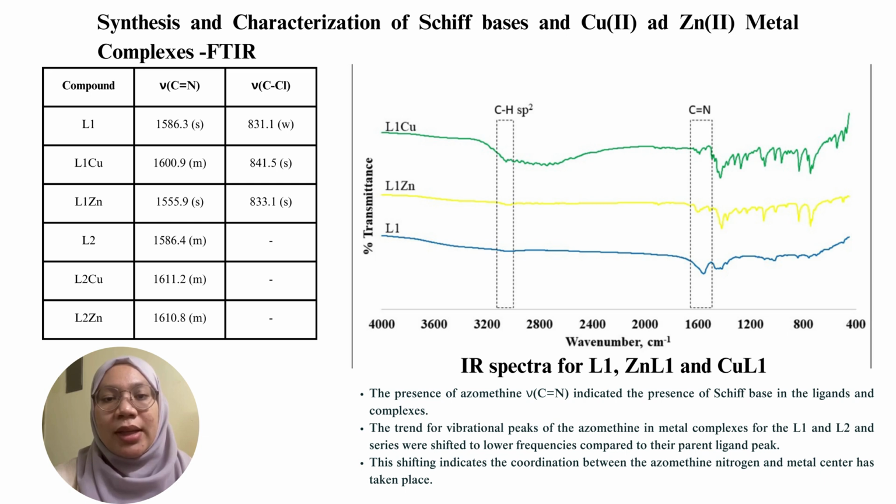For the characterization by FTIR spectroscopy for the ligand 1 and ligand 2 series, the presence of azomethine C=N indicates the presence of Schiff base in the ligand and metal complexes. The vibrational peak of the azomethine in metal complexes for the ligand 1 and ligand 2 series was shifted to lower frequencies compared to their parent ligand peak. This shifting indicates that coordination between the azomethine nitrogen and the metal center has taken place.